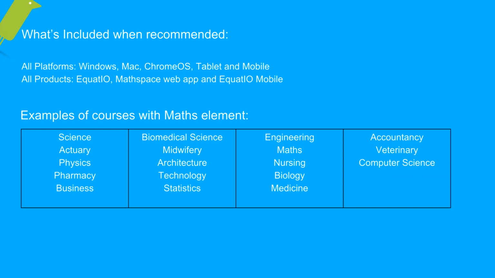So what we've done at the top is basically include what the student will get whenever you recommend EquatIO. So it's available on all platforms. So it's the one recommendation. You will get the Windows, Mac and Chrome version, and you'll also then get the tablet and mobile apps as well, which I will show you when I come to the demonstration. And then within EquatIO as well, you just recommend that one product, but alongside that, there is a web app and a mobile app, and that's all included. So it means that you're not having to recommend different platforms for the student, depending on what they need. They'll get access to everything within one bundle.